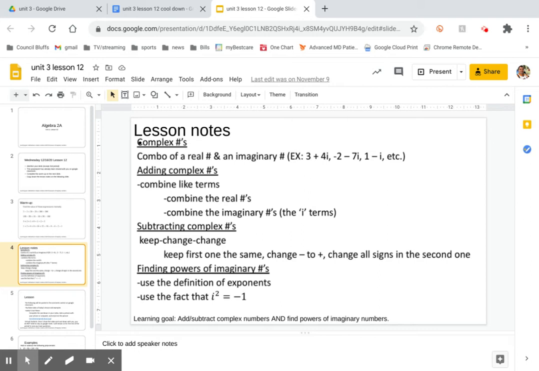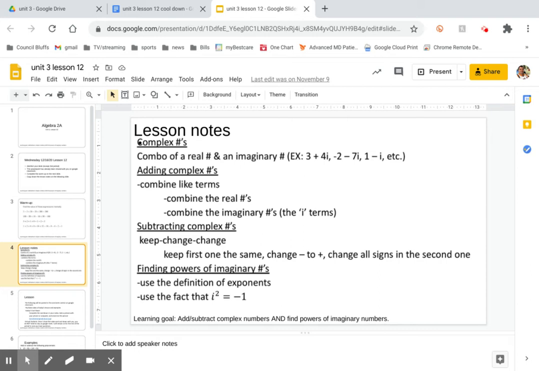First, adding and subtracting complex numbers. Adding and subtracting complex numbers are going to be pretty much exactly the same as when we did adding and subtracting polynomials back in Unit 2. So to add complex numbers, we're going to combine the like terms, just like we did with polynomials. So we'll combine the real numbers, and we'll combine the imaginary numbers, the quote-unquote i terms, and that's how we add them.